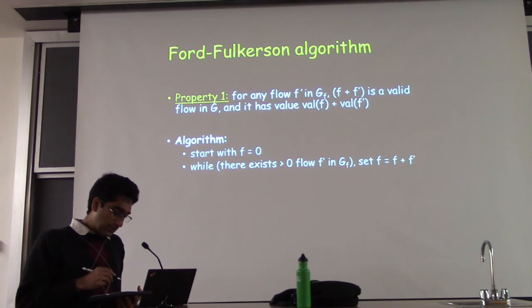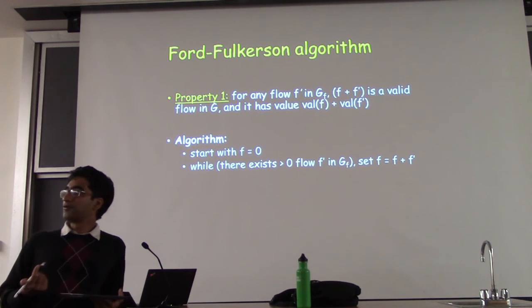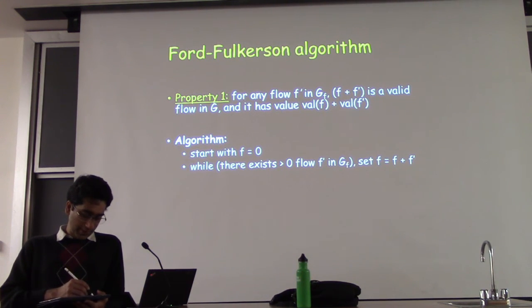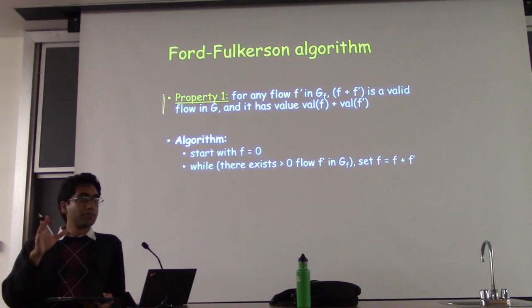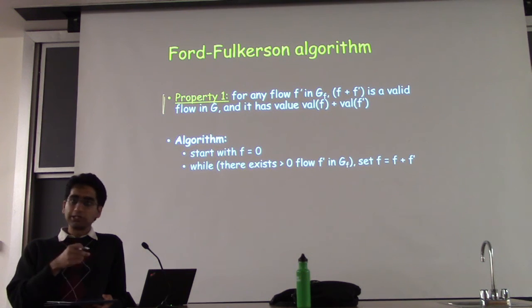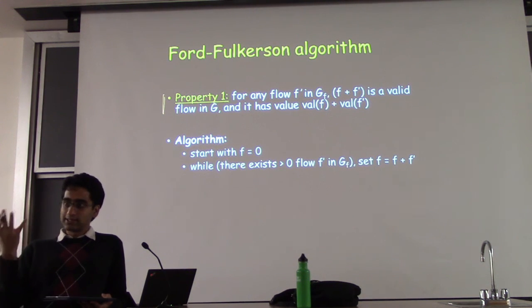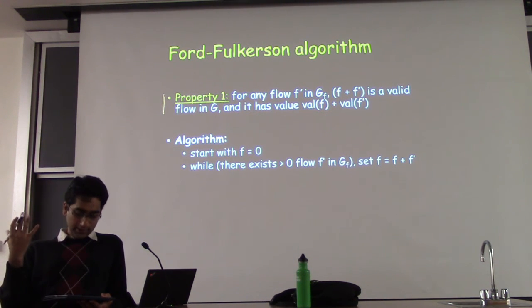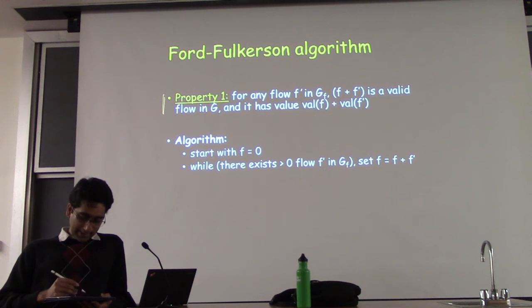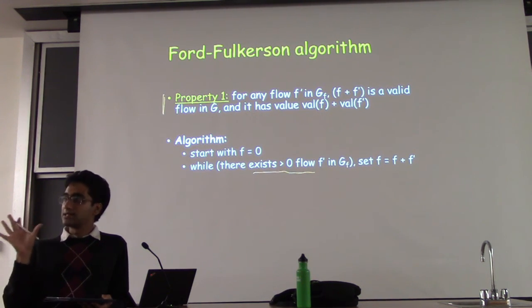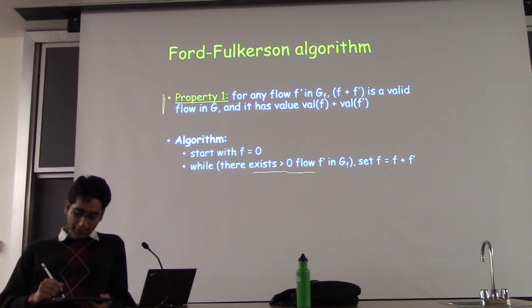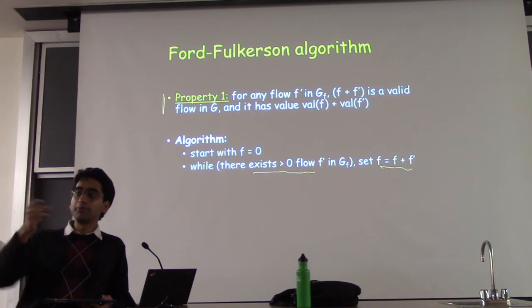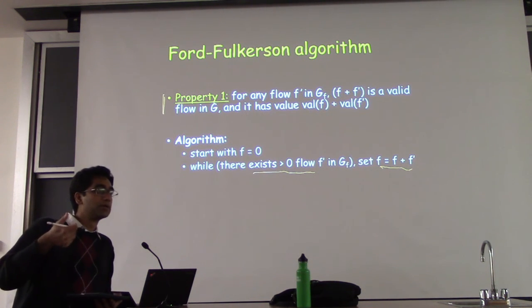So this is the motivation behind the Ford-Fulkerson algorithm. This is the main property that we are using. And the idea is you start with f equals 0. So there's a base flow, where the residual is just the original graph. And as long as there exists a positive flow f prime in this residual, you just set f equals f plus f prime. So you increment f with this new flow f prime.